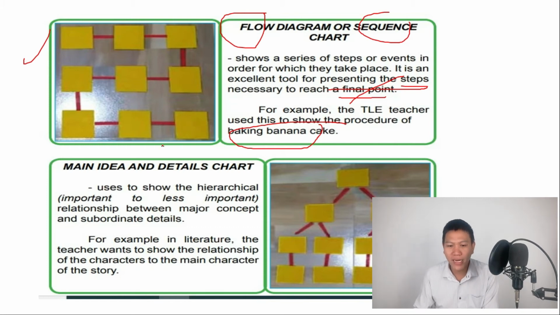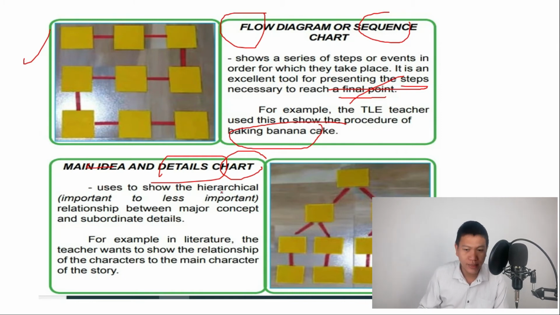The next one is the main idea and details chart. It's a chart that talks about the main idea or details of what you are reading. It is used to show the hierarchical relationship, from important to less important, between a major concept and subordinate details. So you may use the general idea, and then from the general idea you can come up with a specific idea, or vice versa, from the specific idea, you can come up with the general idea.